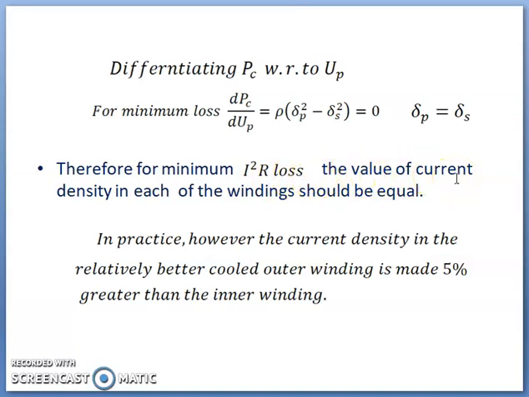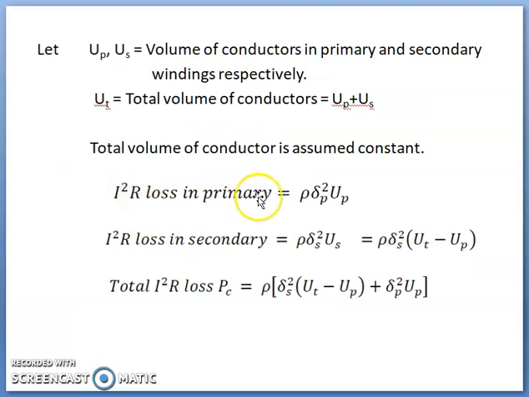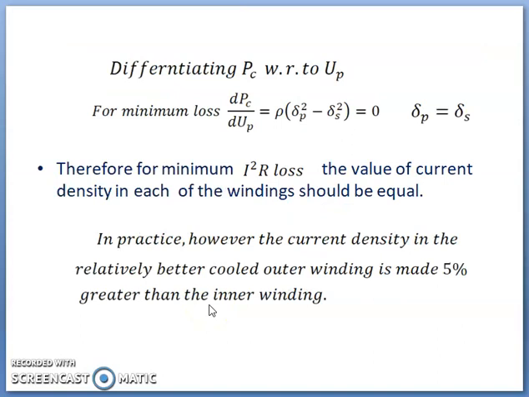Okay, and if the current densities of both the windings chosen are equal, then that will give minimum I square R loss, because this gives the I square R loss in the primary, the I square R loss in the secondary, and taking the total I square R loss. Finally, after differentiating this and equating to 0, we get del P equal to del S, and this indicates that when the designer chooses the same current densities for both primary and secondary winding, then the I square R losses will be minimum.